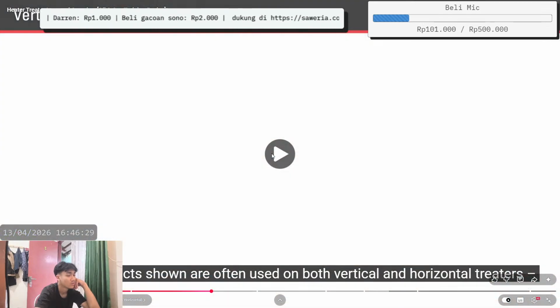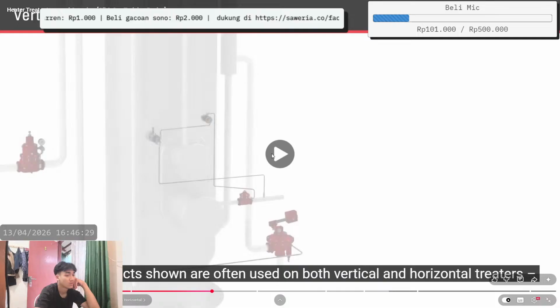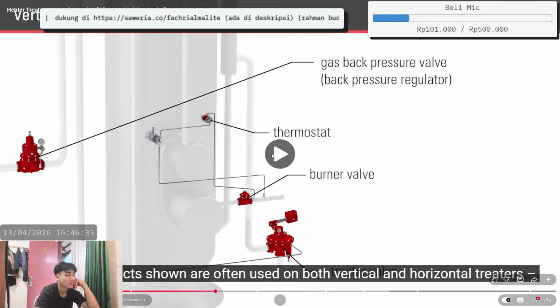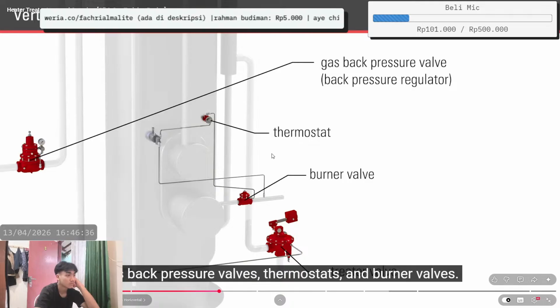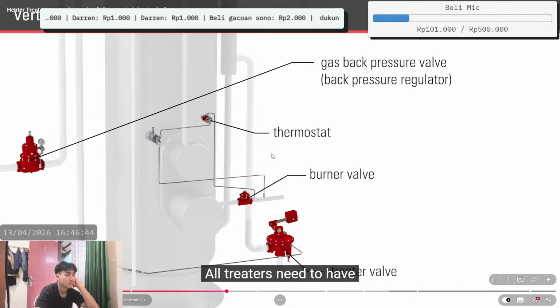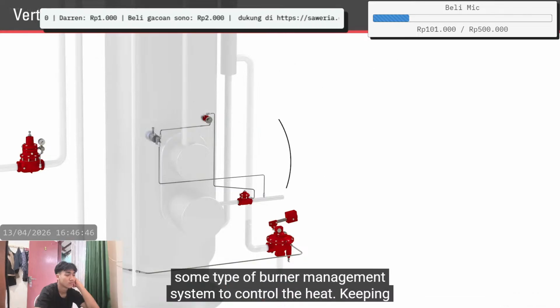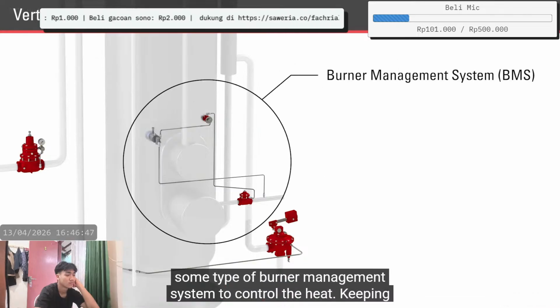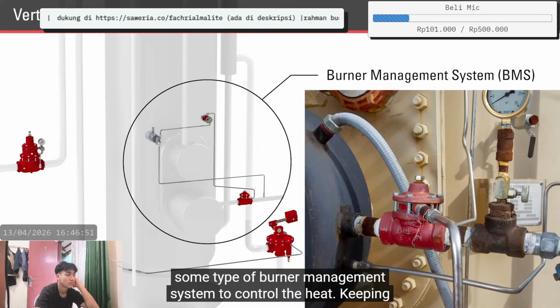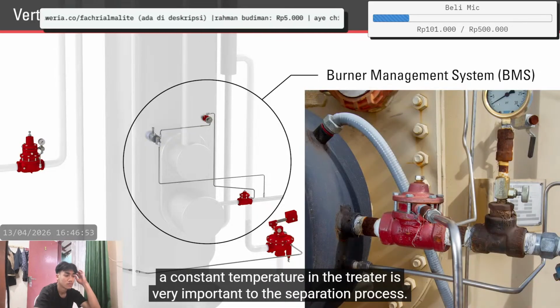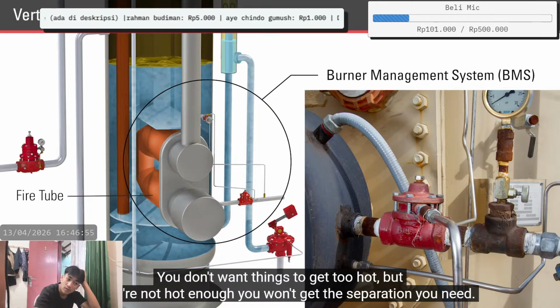The other products shown are often used on both vertical and horizontal treaters: gas back pressure valves, thermostats, and burner valves. All treaters need to have some type of burner management system, or BMS, to control the heat. Keeping a constant temperature in the treater is very important to the separation process. You don't want things to get too hot, but if they're not hot enough, you won't get the separation you need.